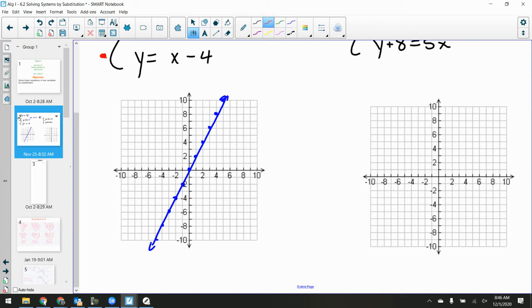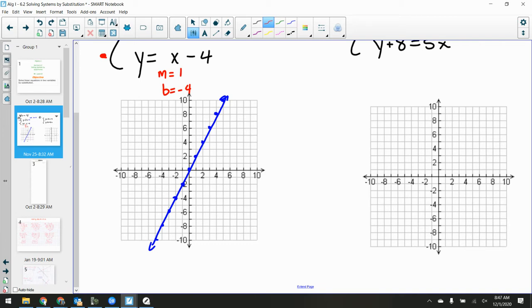Now my other one, what's my slope? You know, let me pull some names. I haven't talked to some people in a while. This is second period. Joey, what's my slope for this second line? That's my b value. Good.